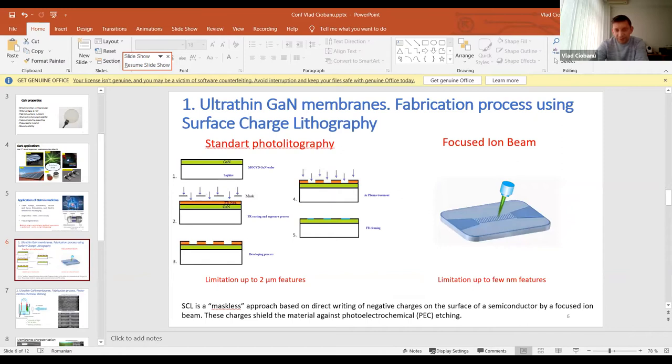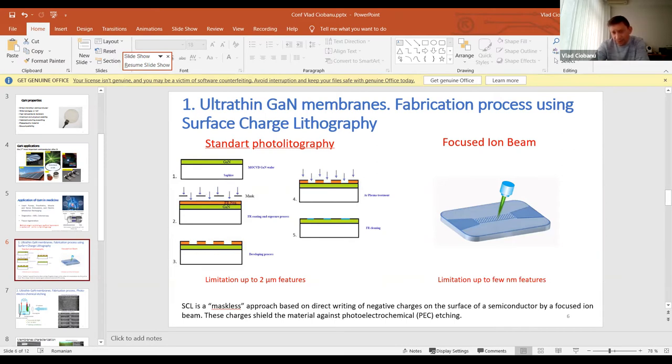But in this work, our sensor is fabricated on ultrathin membranes, and we produce these membranes in our laboratory using the so-called surface charge lithography. This can be done in two ways. Using a standard photolithography approach, we initially have a gallium nitride wafer, mostly gallium nitride grown on a sapphire substrate. The process is followed by a simple lithographic step where we open some specific windows for different features. Then the material is treated with low energy ions, for example argon ions in a plasma system. But the disadvantage is a resolution limitation of up to 1-2 micrometers.